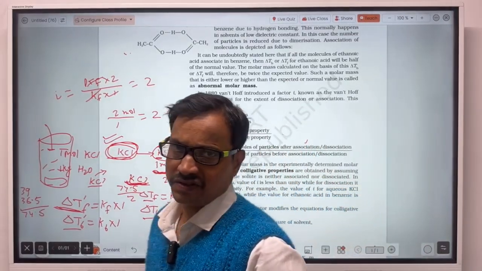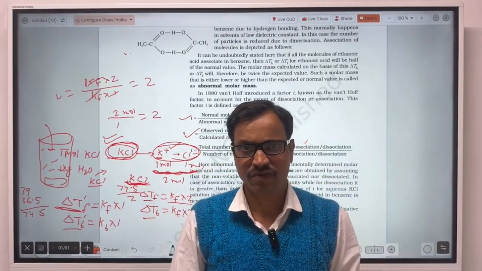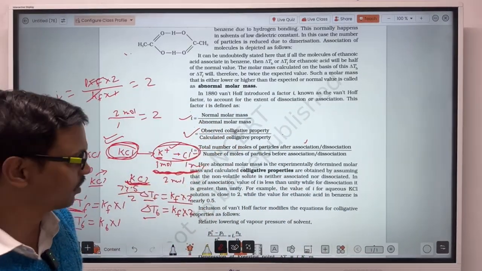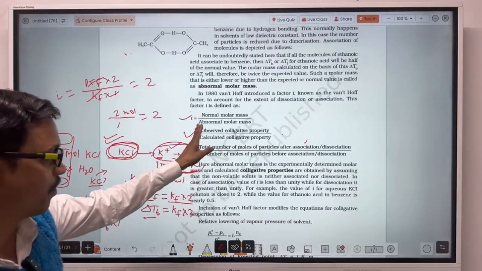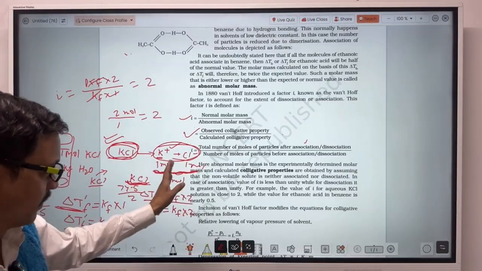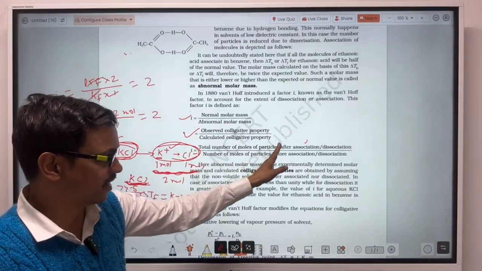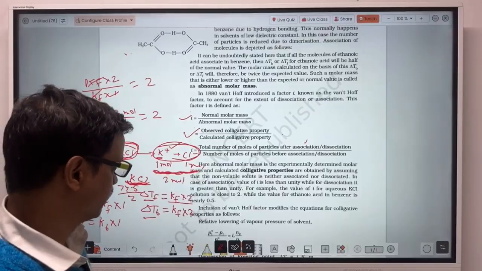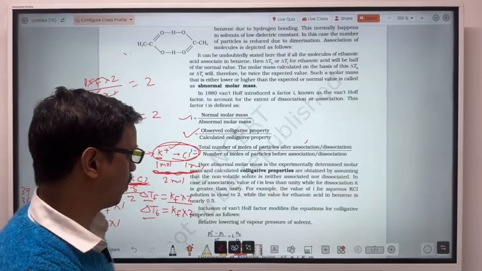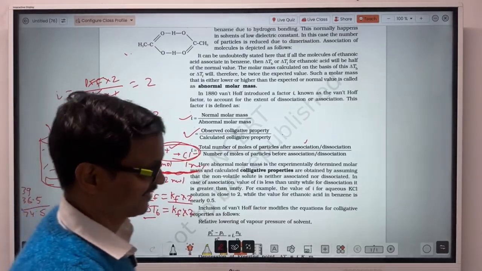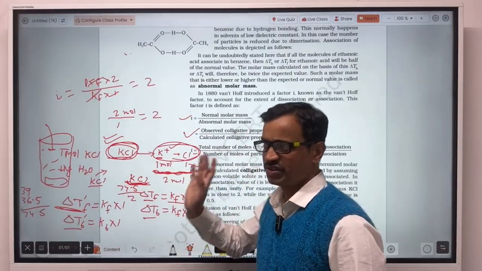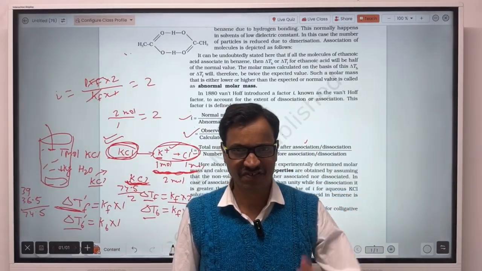So there are 3 formulas for the Van't Hoff factor. One is normal molar mass upon abnormal molar mass. Second is observed colligative property upon calculated colligative property. And third is total number of moles of particles after association or dissociation, upon total number of moles of particles before association or dissociation. Okay guys, so if you get confused in the examination, by this concept you can escape from the confusion.